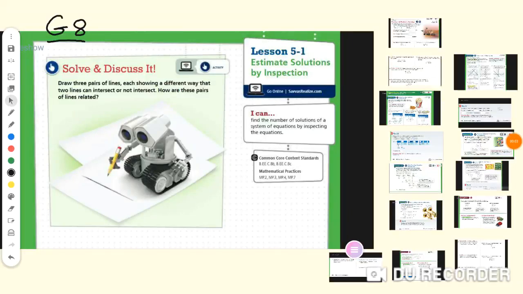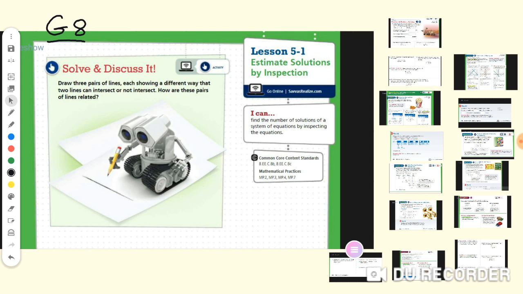Good day, everyone. Today we will explain lesson number 5.1, the first lesson in quarter 3, which is about estimating solutions by inspection. In this lesson, we want to learn the meaning of a solution of a system of equations and how to solve it by graphing, or by inspection from the graph. We'll inspect it from the graph.